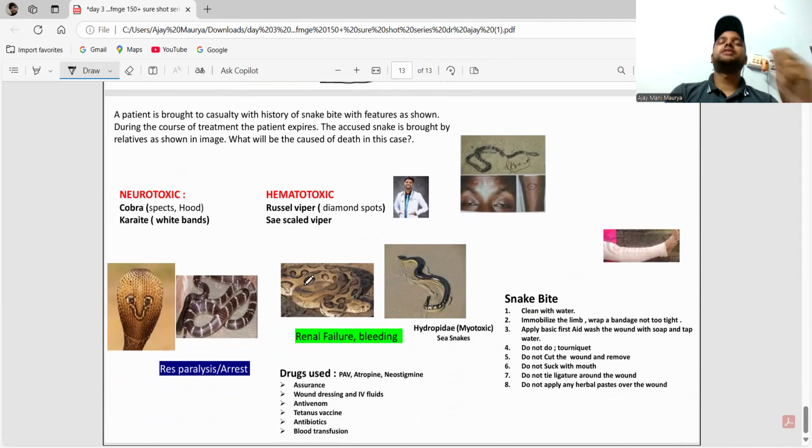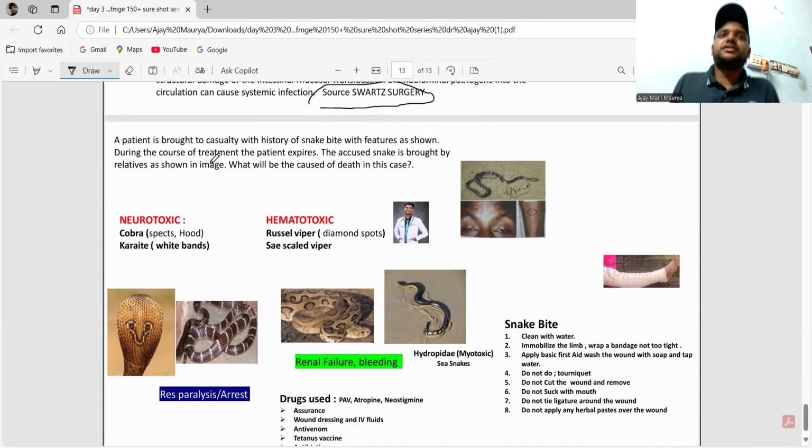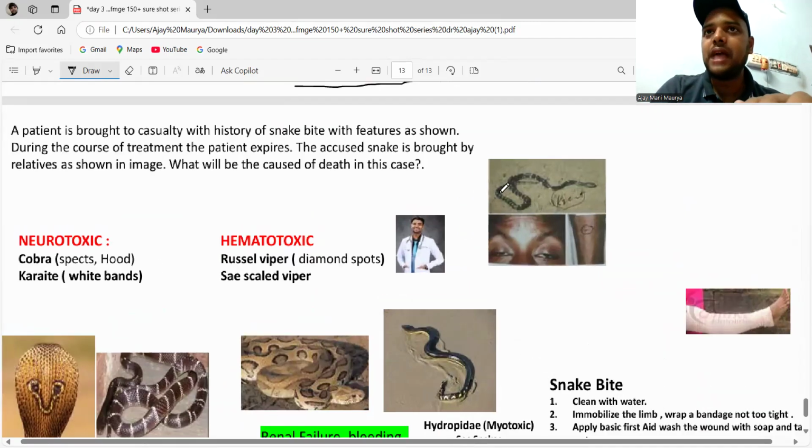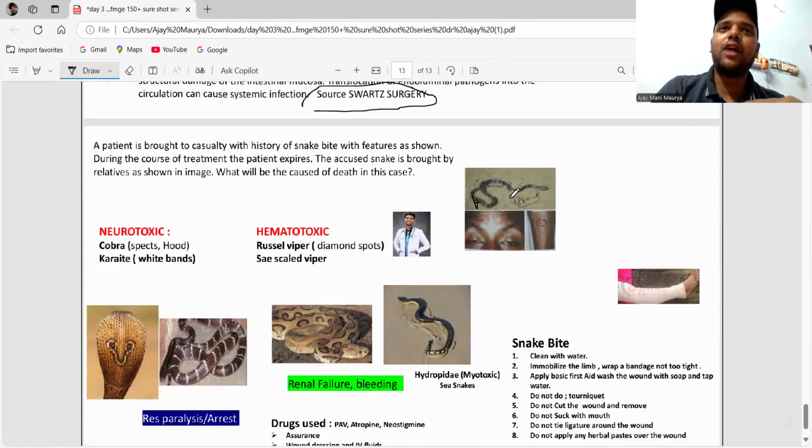Okay, so for example, this is a case. A patient is brought to the casualty with a history of snake bite with features as shown. During the course of treatment, the patient expires. The accused snake is brought by the relatives. This is the snake, okay? It has white bands. Yes, white bands. What does it mean?